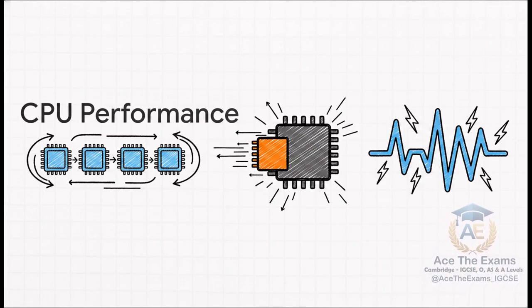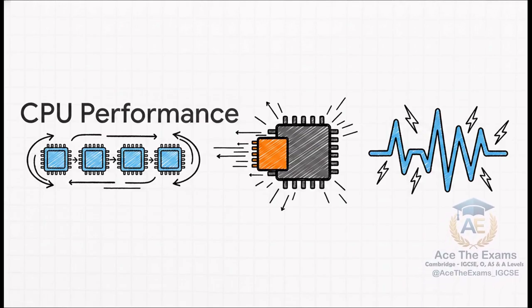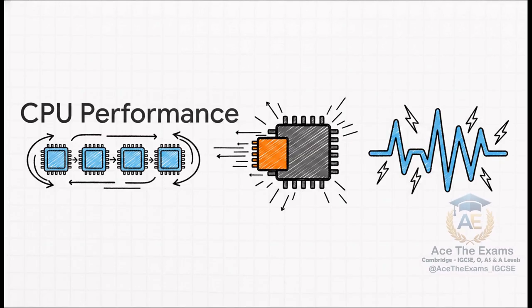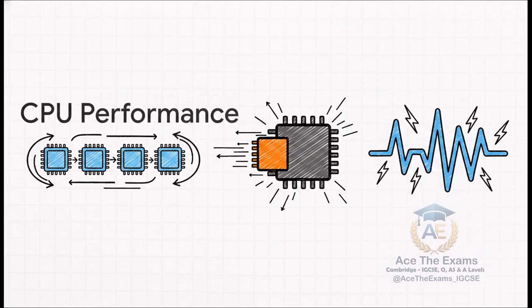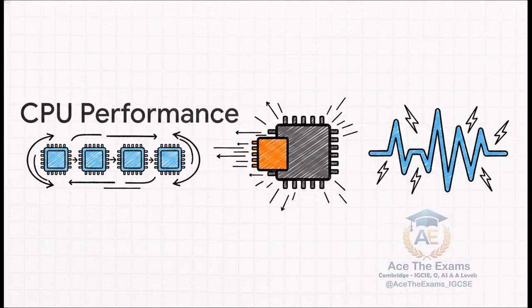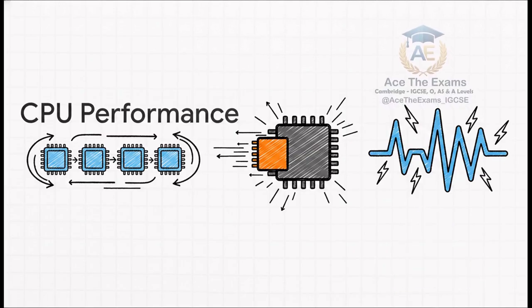First, CPU cores. Instead of having just one control unit and one ALU, a dual-core or quad-core processor has multiple sets of them. This allows the brain to process multiple instructions simultaneously. Second is cache memory. This is a tiny, super-fast chunk of RAM built right into the chip itself, specifically for the data it uses most frequently.